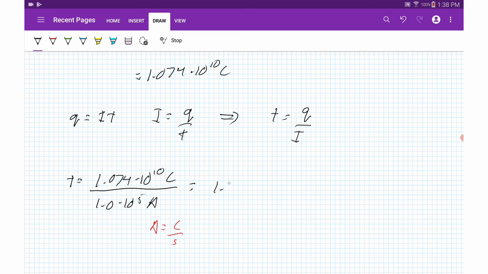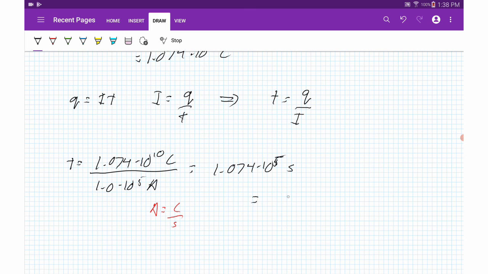So when you do the math, you end up with 1.074 times 10 to the 5 seconds, which is really valid only to 2 significant digits. And when we continue this on, this is actually 29.8 hours.